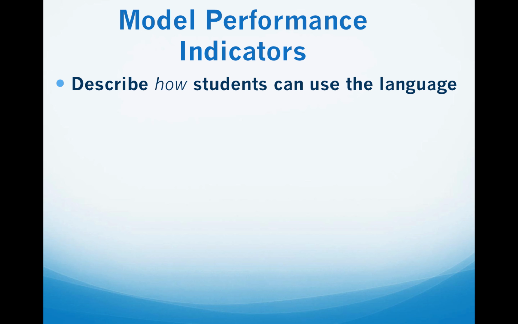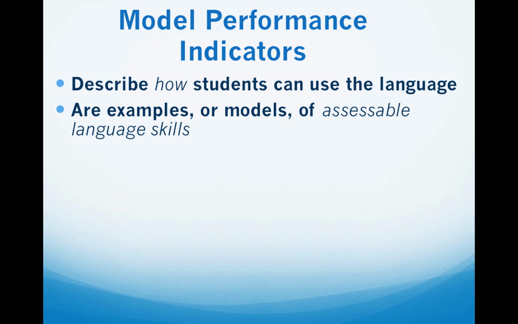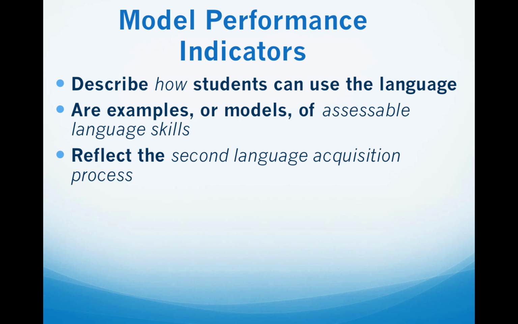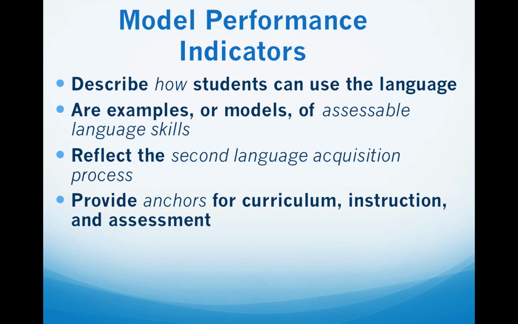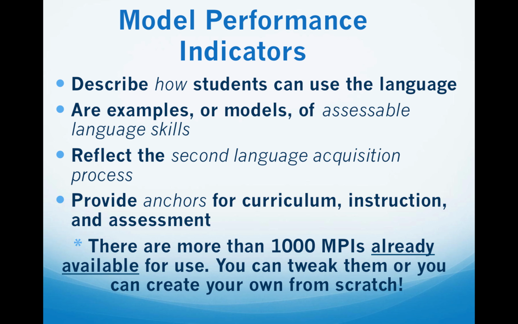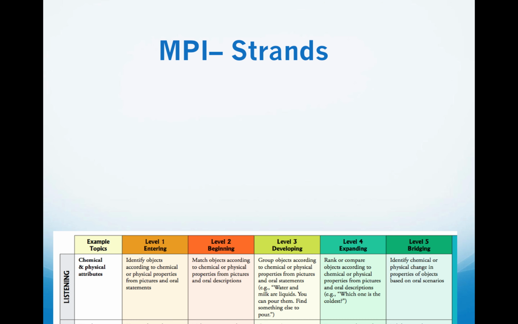So, model performance indicators describe how students can use the language. They're examples or models of accessible language skills. They reflect the second language acquisition process. They provide anchors for the curriculum, instruction, and assessment. And there are more than 1,000 of them already available. Just tweak them. Or, if you feel so inclined, create your own from scratch.